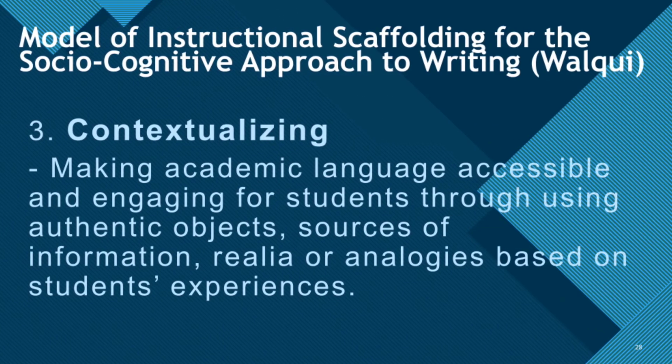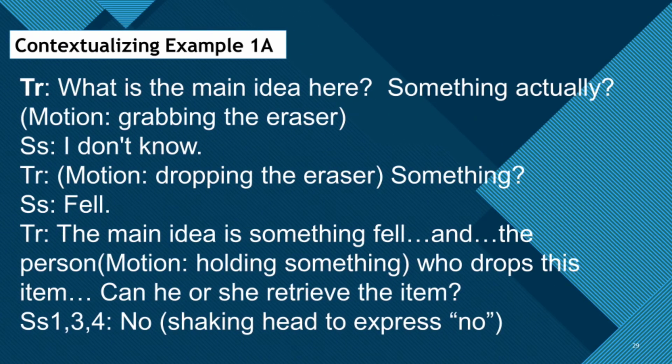The third stage is contextualizing. It is making academic language accessible and engaging for students through using authentic objects, sources of information, realia or analogies based on students' experiences. This is the first example of contextualizing.